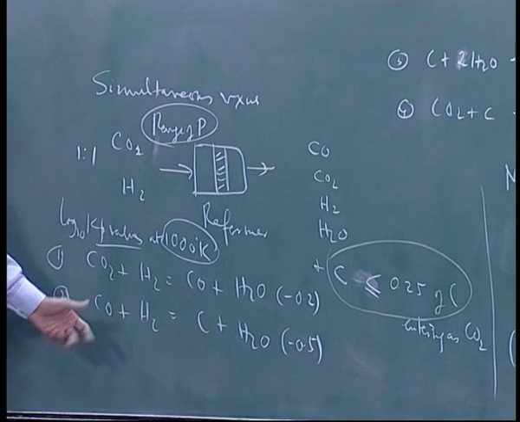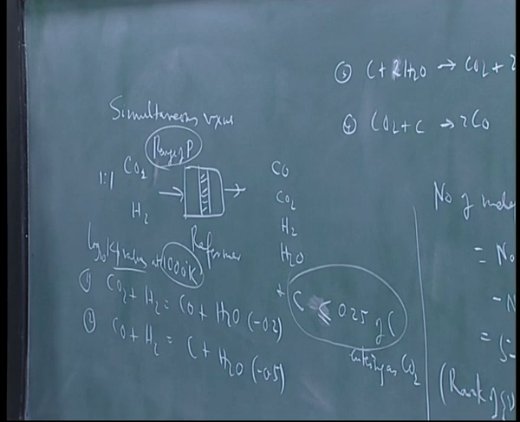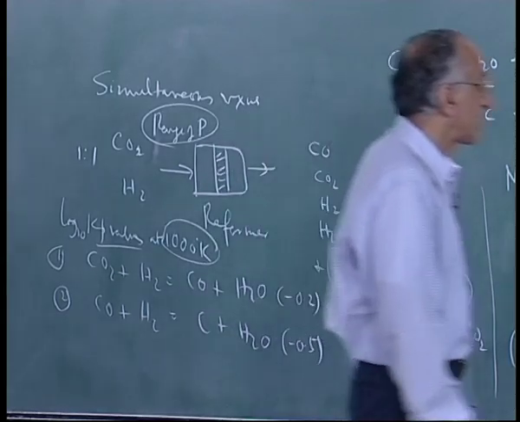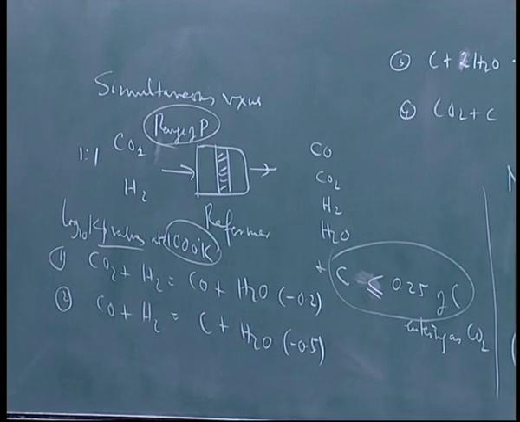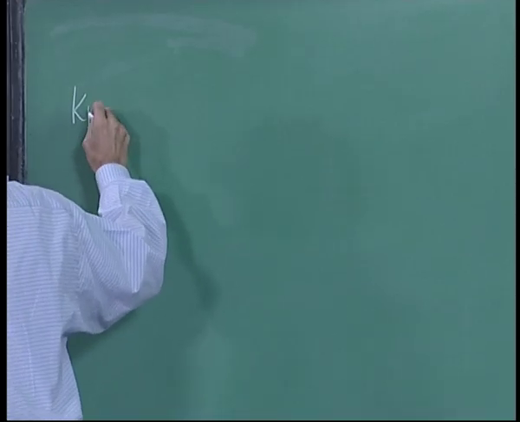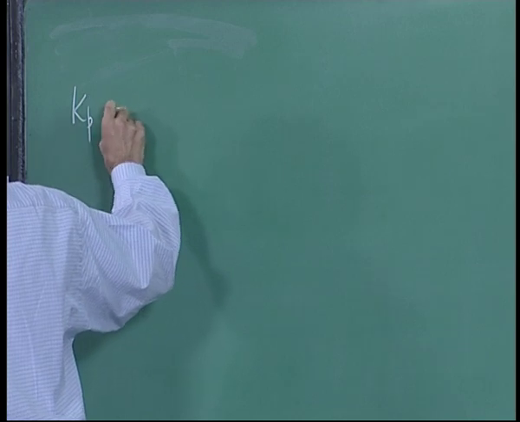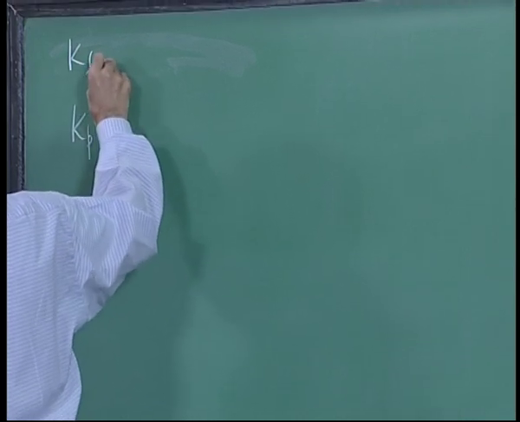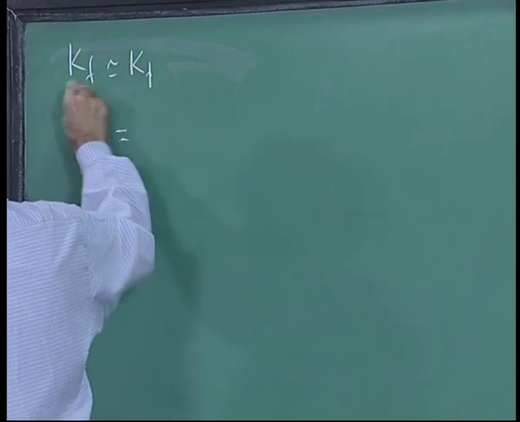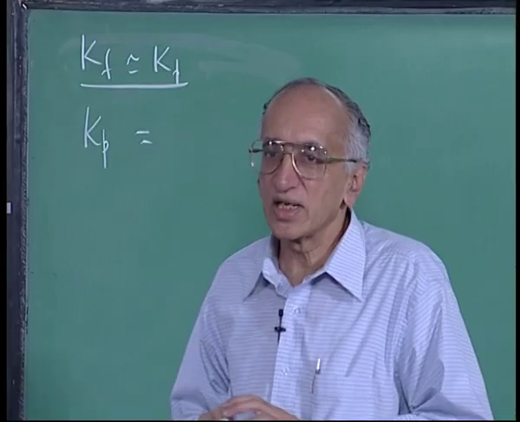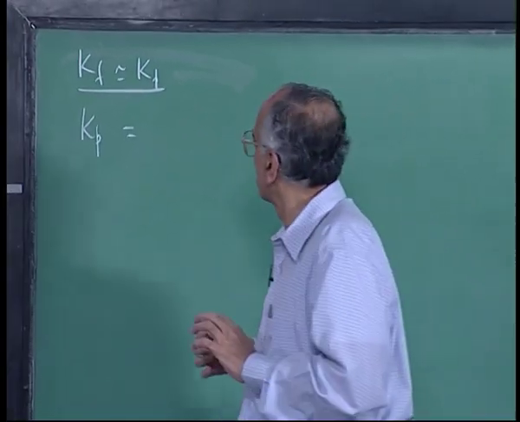But for your computational purposes, it is much easier to do it this way, otherwise you will solve simultaneous equations for the pressure. Let us look at equations 1 and 2. The first reaction is that Kp. We will use Kp and then go to Kf if necessary. We will assume Kf is approximately equal to Kp. We can verify if the pressure is high, you can go and correct it next time.